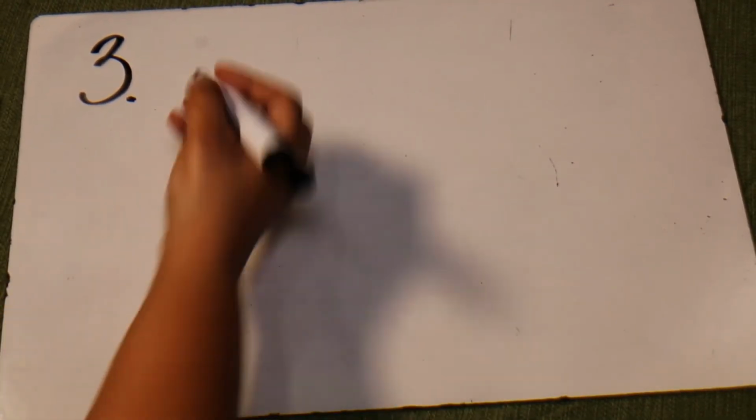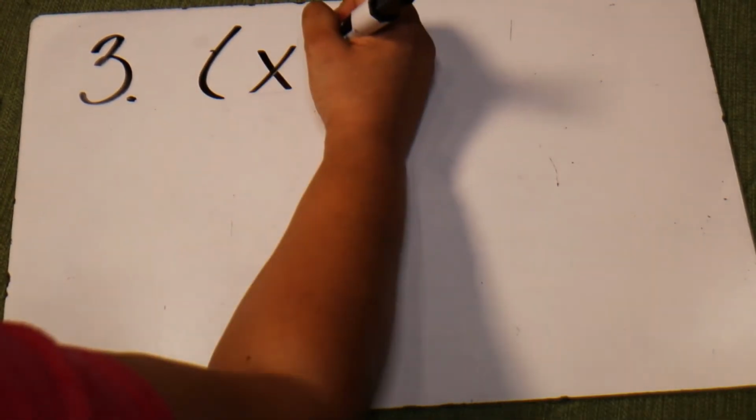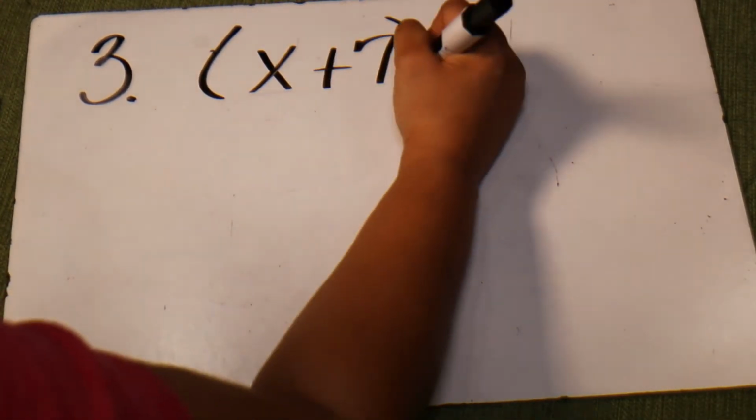Let's see which one I'm going to do. I'm going to do one from our lesson quiz. Let's see. Let's jump around. Okay, this is number 3 from our lesson quiz. So now we have x plus 7 to the second power.